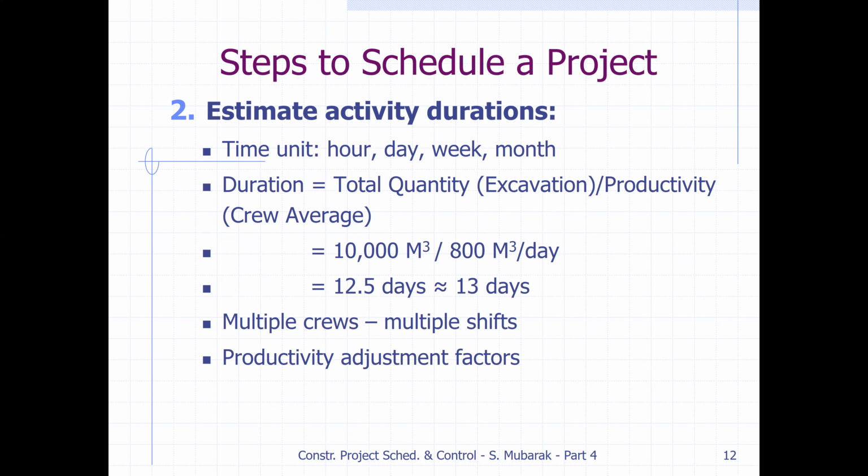If conditions are worse, it will take more time to finish that activity, so the productivity factor we multiply by will be more than 1. But if conditions are better, then the productivity factor will be less than 1. Usually productivity rates are given for average conditions, so the factor is 1. Okay, so we decide and estimate the duration of the activity.